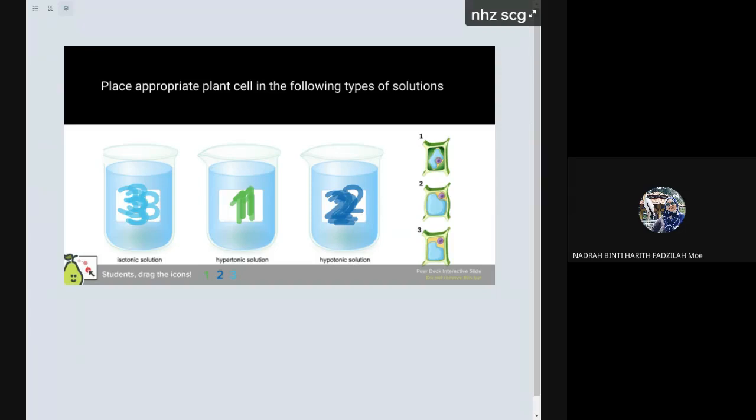Nombor dua, this particular condition of the cell in hypotonic solution ni is very good for the plants, especially for herbaceous plants, plants yang tak ada tisu berkayu, because this is the turgor pressure that enables plant to stay upright. Keadaan menggelembung macam keadaan dua tu adalah sangat bagus untuk tumbuh-tumbuhan, sebab inilah keadaan yang membolehkan pokok tegak. Bila dia dalam keadaan tegak, barulah dia dapat maximum absorption of sunlight and so on and so forth.